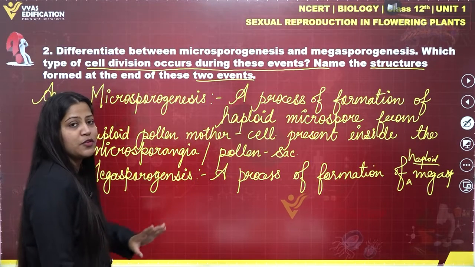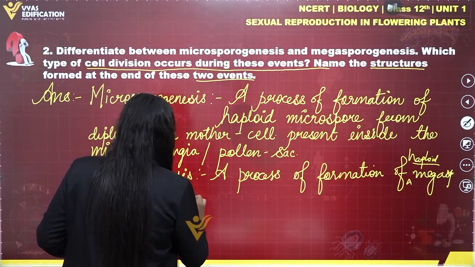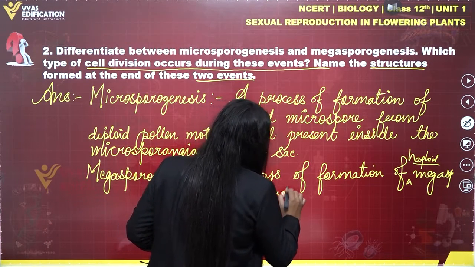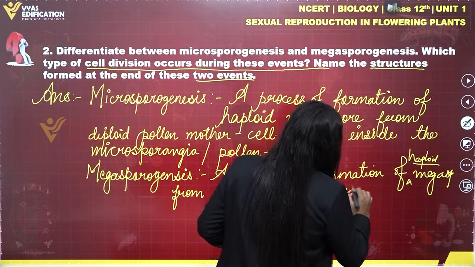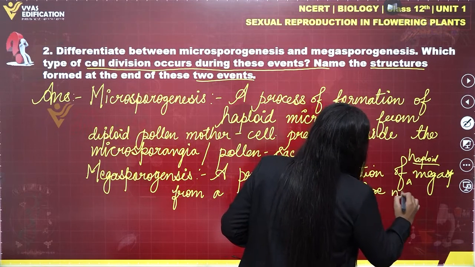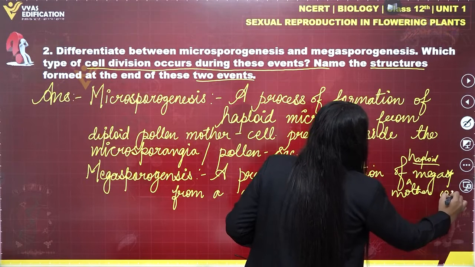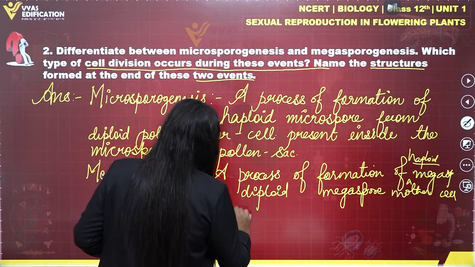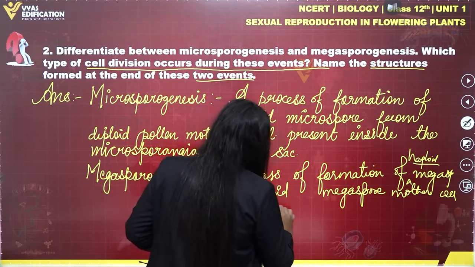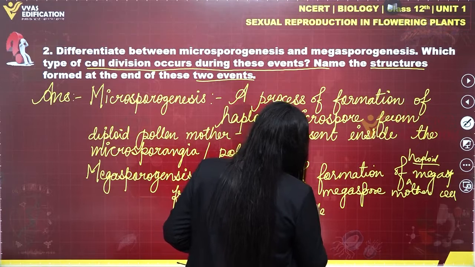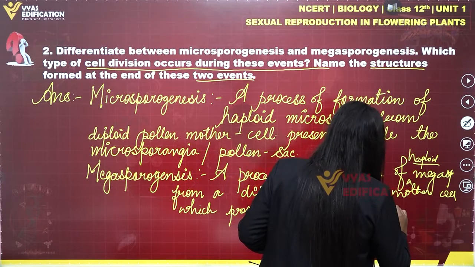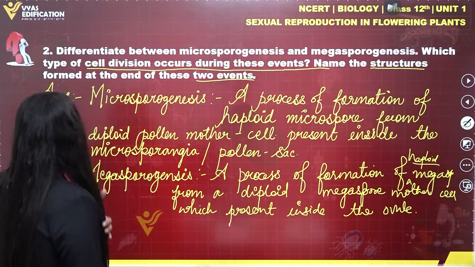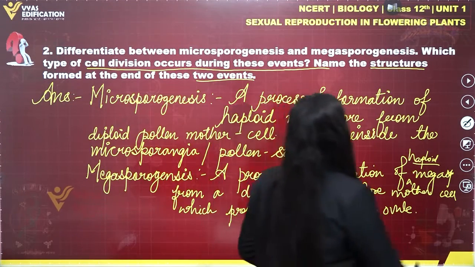So a process of formation of haploid megaspore from diploid megaspore mother cell, which is present inside the ovule, which is present inside the female megasporangium. So this is the difference between microsporogenesis and megasporogenesis.